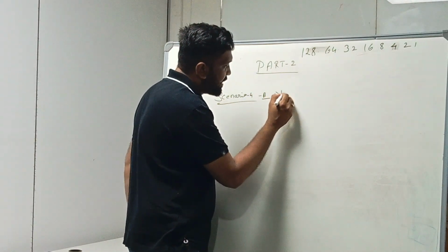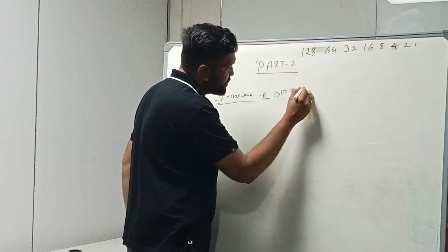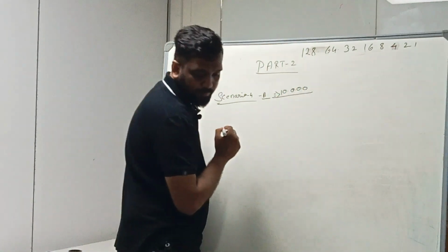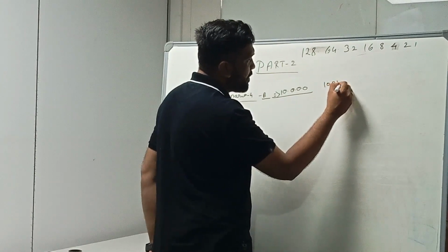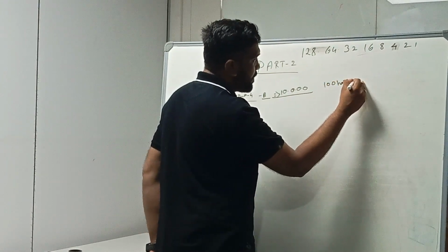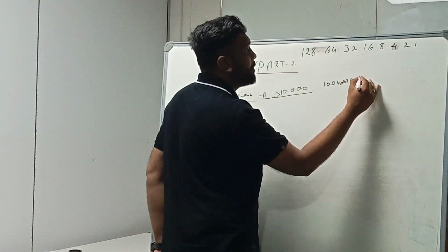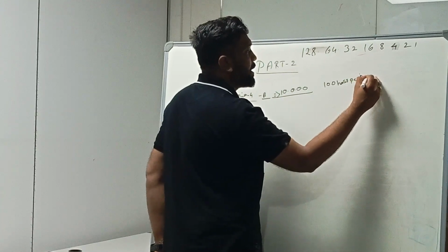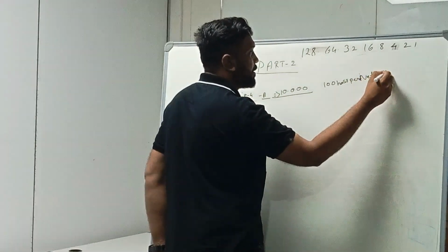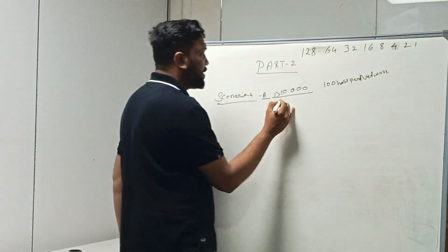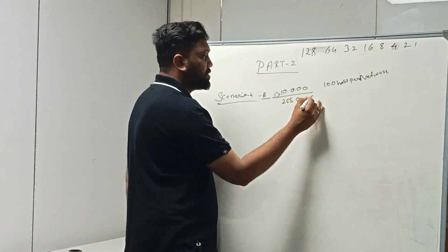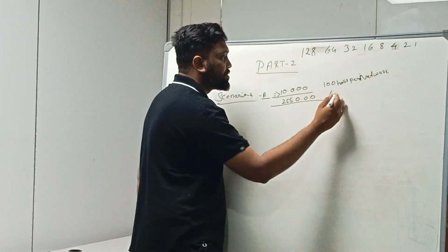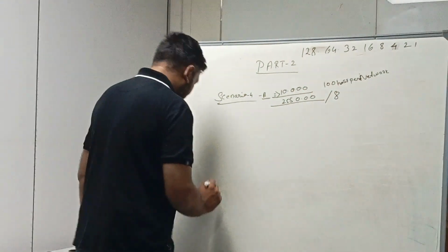The Class A IP address we will take is 10.0.0.0. I need 100 hosts per network. The default subnet mask of Class A is 255.0.0.0, which we all know, /8. Now let us do the calculation.